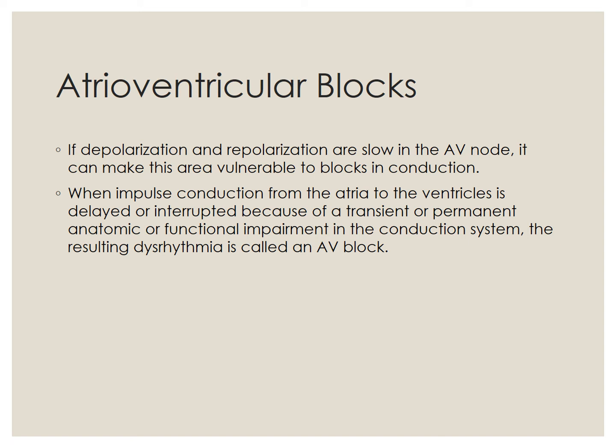Okay, so atrioventricular blocks is if depolarization and repolarization are slow in your AV node. It can make the area vulnerable to blocks in conduction. So when an impulse conduction from the atria to the ventricles is delayed, so for some reason your atrium is not conducting to the ventricle, or it's interrupted because of a transient or permanent anatomic or functional impairment, the resulting dysrhythmia is called an AV block. Okay, so what the heck does that mean? We're going to go through these step by step so that you can understand these a little bit better.